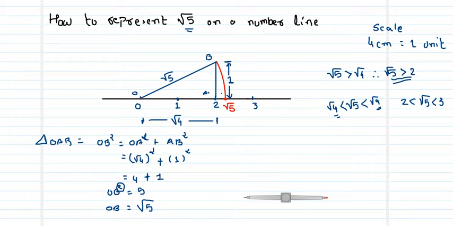Now you have to take the compass, set it to the origin, adjust the length of the compass to exactly this hypotenuse, and then draw the arc on the number line. It will give you the square root of 5, root 5, on this number line.